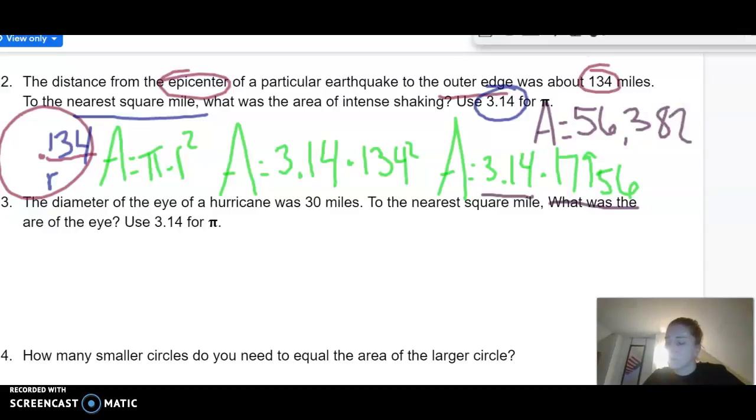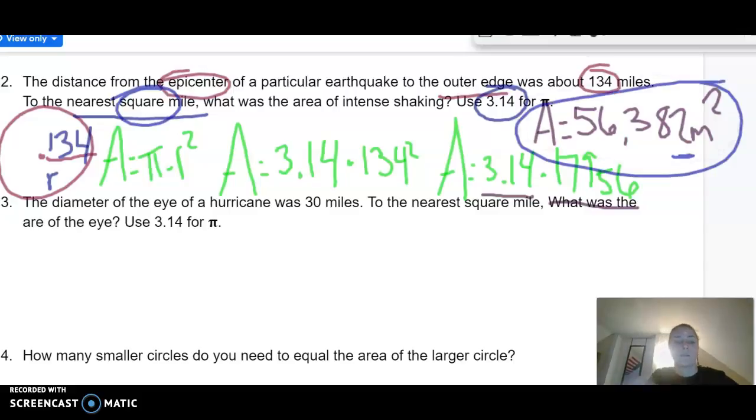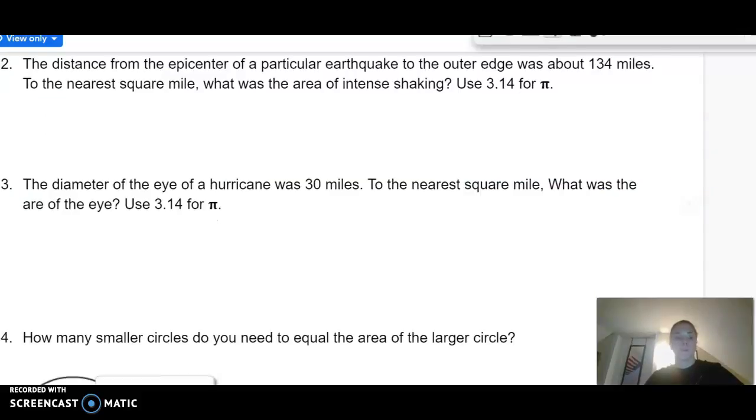When we multiply those two, we get 56,382 miles squared. Okay? We are writing this as a whole number because it asks us to go to the nearest square mile. That's why we are rounding this up to a 2. All right? So that is our final answer for number 2. Okay? We're going to move on to number 3.